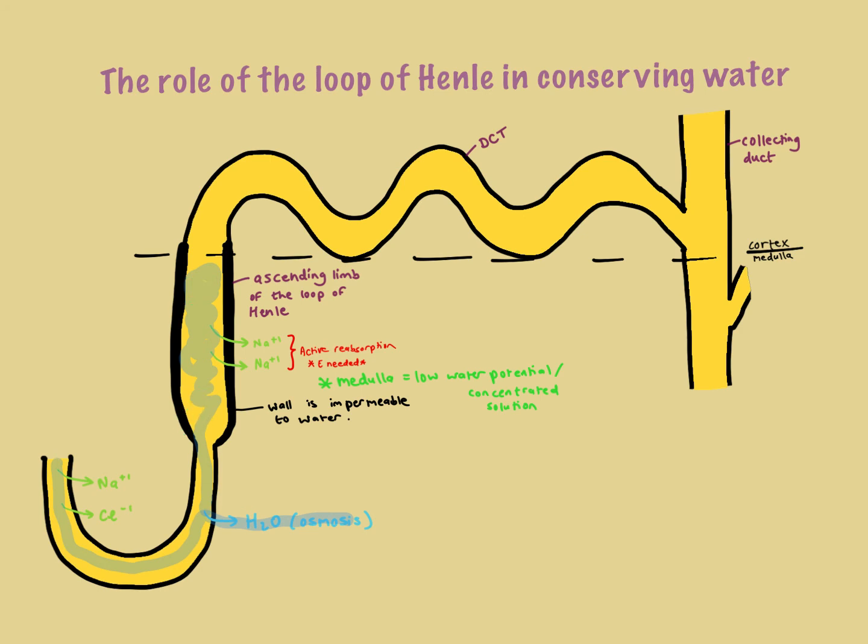Now, when this dilute urine gets towards the distal convoluted tubule, it travels here, and now the walls of the distal convoluted tubule and the collecting duct, for that matter, are permeable to water, meaning that water can now leave the tubule. Water will flow by osmosis because there is a very dilute solution in the tubule and a very concentrated solution in the medulla. So water molecules will naturally leave the tubule.